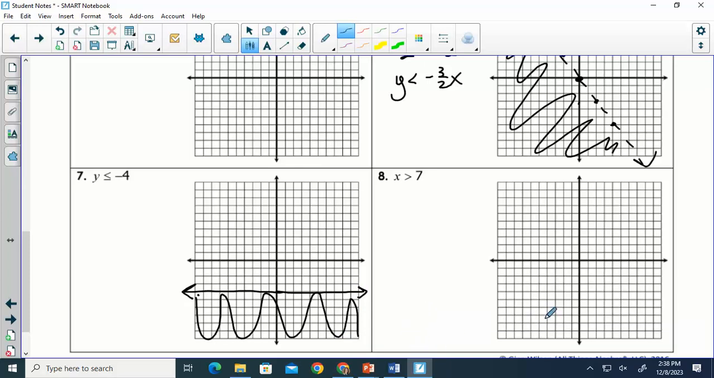Alright, and number 8, x is greater than 7, so you would draw your line at positive 7. It is vertical and dashed. Okay, our above and below rule doesn't really work here, but we can think about it. X is greater than 7, so the x's are bigger than 7. To the right. So that would be to the right.